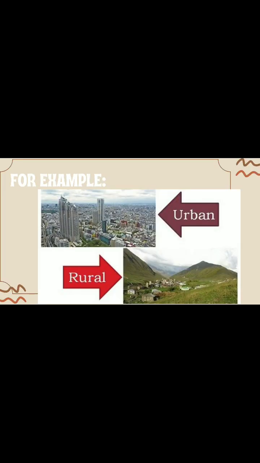So to sum up all of that, one example is urban and rural, where urban areas are more developed, densely populated, and have more services, infrastructure, and industrialization than rural areas, while rural areas are less developed, less populated, and have more agricultural and natural terrains than urban areas.